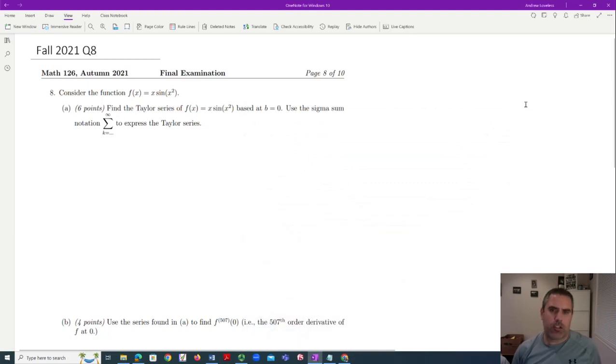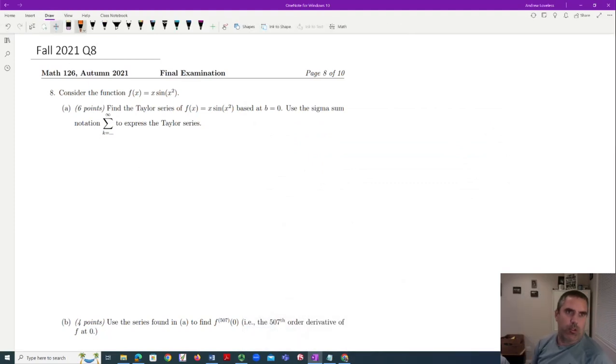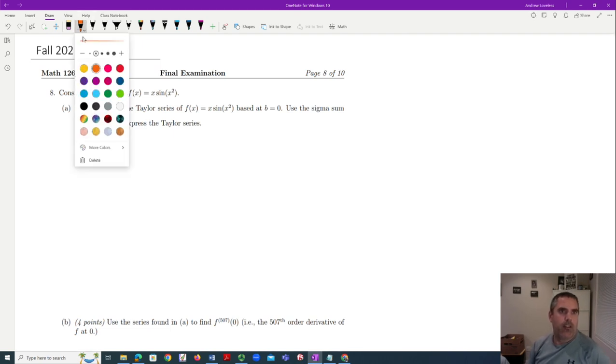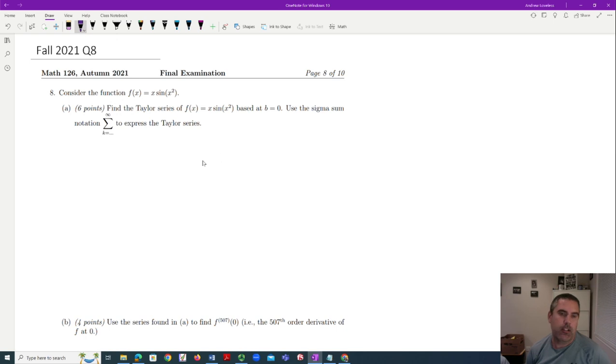Somebody's asked about this in the discussion board. I'm pretty sure I did this in one of my lectures, but I've noticed that some of the lecture recordings haven't been loading correctly. So I'm going to run through it one more time, plus it hits on a key concept. Find the Taylor series for this.